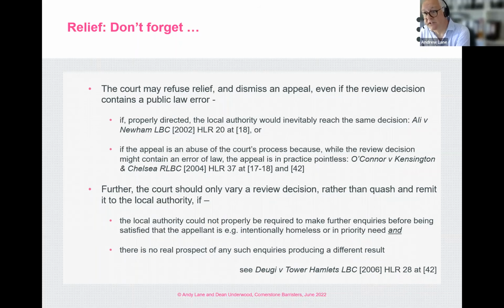And there's no point wasting anyone's time, local authorities or the applicants or the courts, in trying to encourage fresh review decisions and fresh appeals. And in those rare cases, the relief should be a variation of the decision. But as I say, I would guess in 90% plus of cases, what is being sought in reality, even if not as stated in the N161, is a quashing of the review decision.